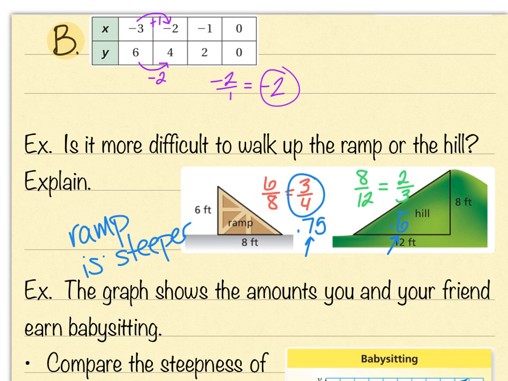You could also make them have a common denominator, but making fractions have common denominators is nobody's favorite thing to do. If you did, this would be 9/12 for the ramp, and it would be, if I times by 4, 8/12 for the hill, and you can see the ramp is still steeper. So the ramp has a slope of 3/4, which makes it steeper than the slope of 2/3.